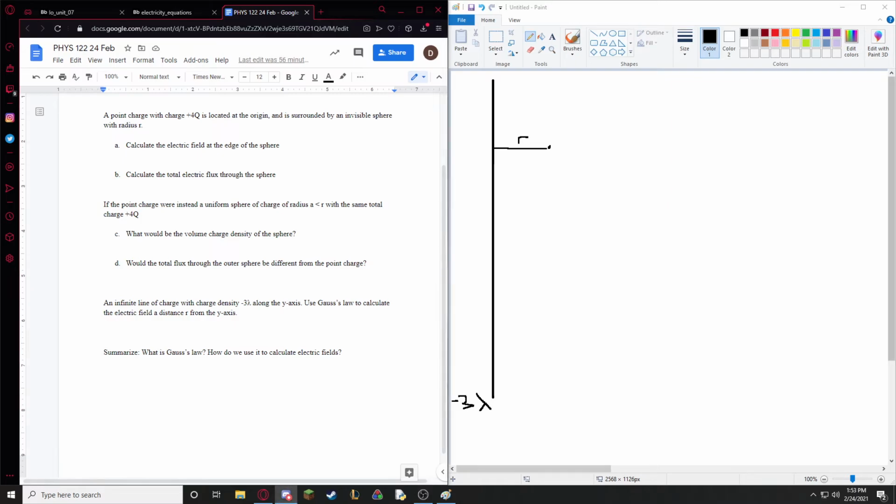All right, so we have our infinite line of charge. We're given its charge density. And we want to use Gauss's law to calculate the electric field, a distance r from the y-axis. So how would we first approach this? How do we draw our Gaussian surface that we're going to use to calculate?